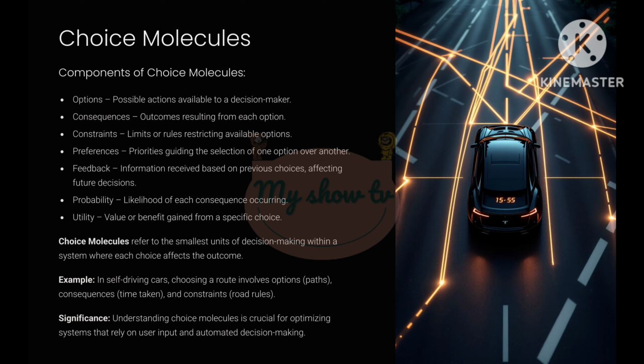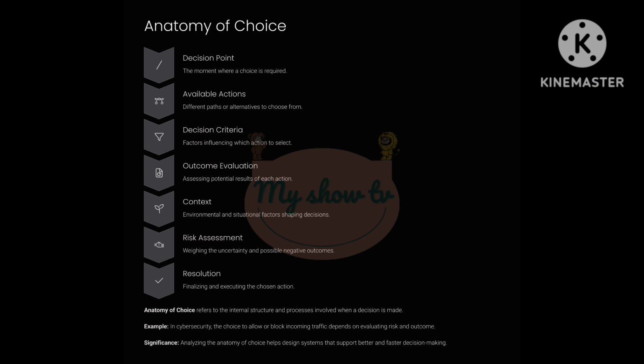3. Significance. Understanding choice molecules is essential for designing interactive systems. It helps predict user behavior, optimize decision-making processes, and design more engaging games and simulations. 4. In engineering, choice molecules are applied in decision support systems to evaluate multiple scenarios and outcomes. Slide 2. Anatomy of choice.